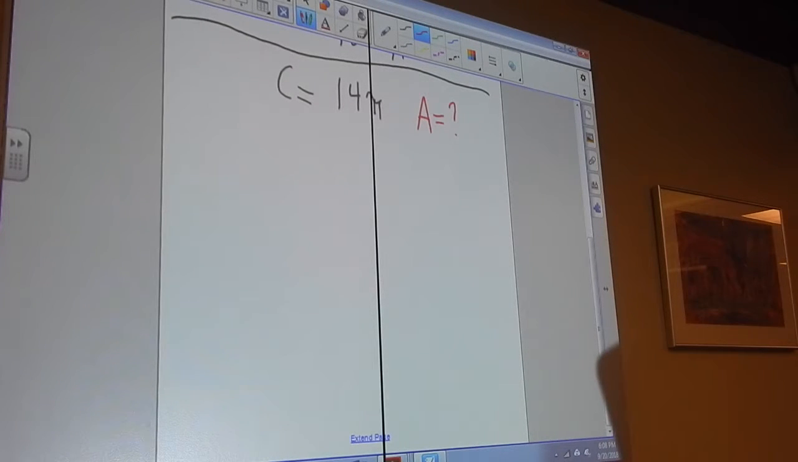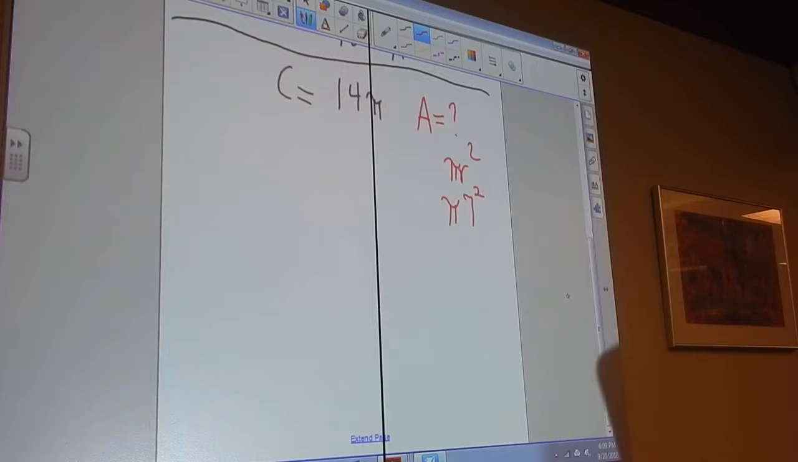What'd you get as a radius? I got 7. All right. So 7's a radius, and you got pi radius squared. What are we gonna do to that 7? No, for circumference I got the 7.